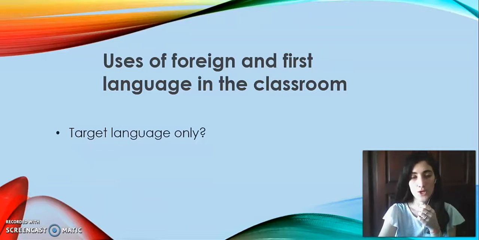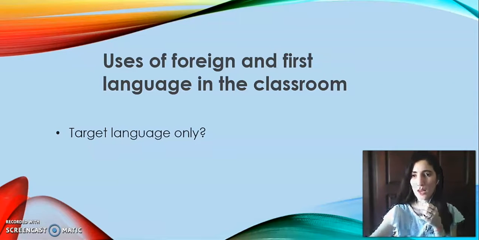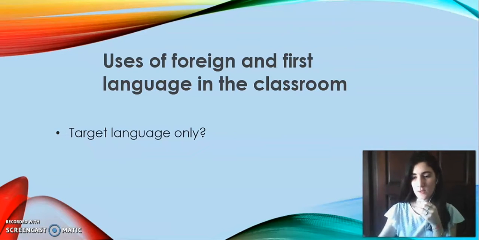And here we have a question. Target language only? We know that the more language we use, the more students will learn, and this applies to the foreign language because they don't receive input from that language outside the classroom. So we have to take advantage of that and teach as much as possible. Sometimes the teacher doesn't use the foreign language because she lacks confidence or because she doesn't want to be away from students, because the use of the foreign language during the whole class can create a gap between the teacher and the student.